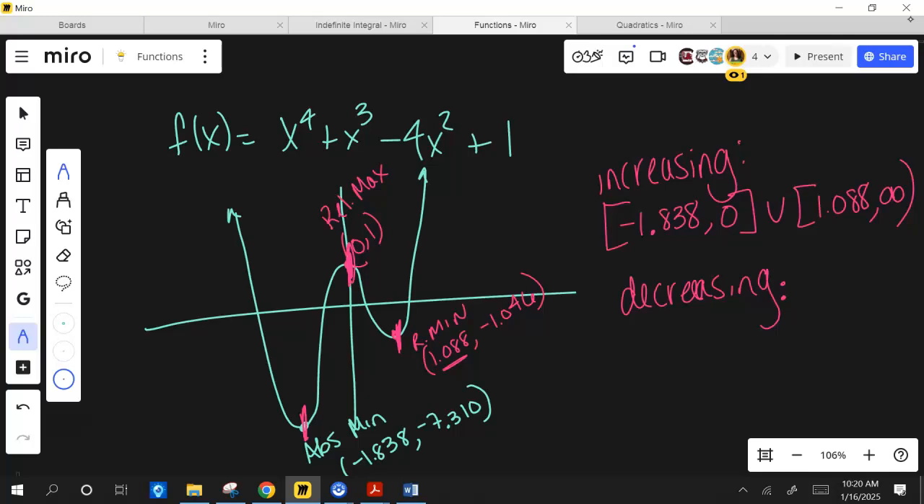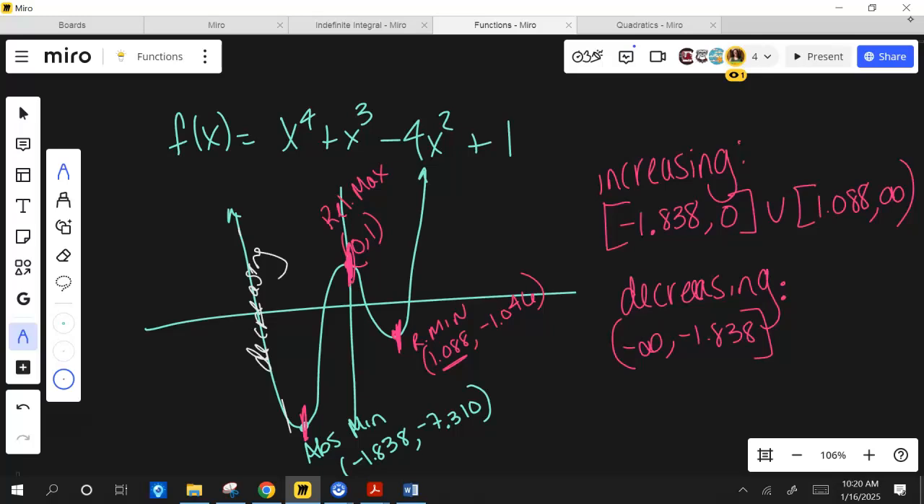It's decreasing from where? Always X's. It's negative infinity, because I'm reading it left to right, right? And I start out on this graph. This graph is decreasing here as I move left to right. It's going down as I move left to right. All these intervals are based on X. So I'm going to do negative infinity until I get to what? Negative 1.838.